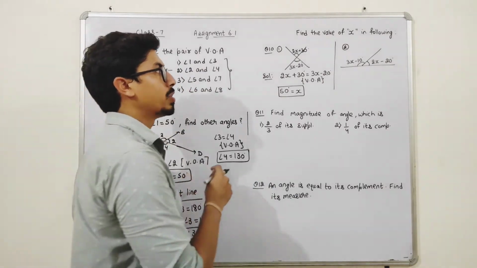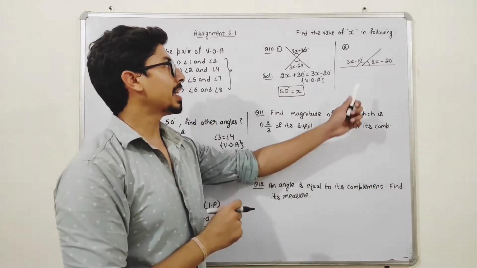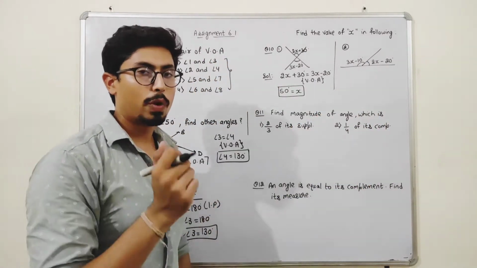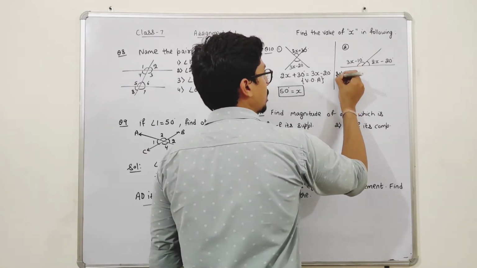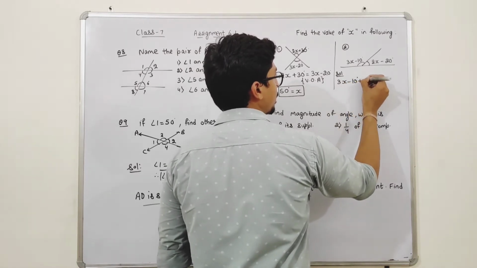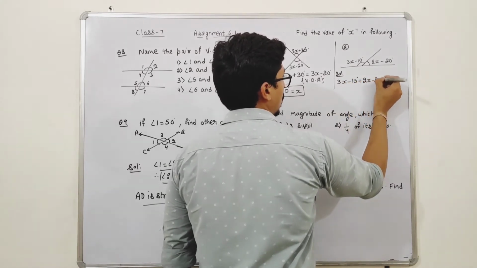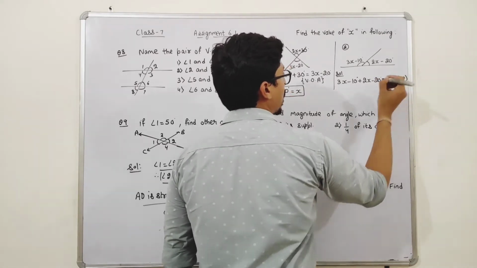Now the second part, students, see, this is a straight line. This is a straight line, students. So I can say that the sum of these two will be 180 degree because of linear pair. Solution, students. The sum of these two will be 180 degree because of linear pair. Okay.